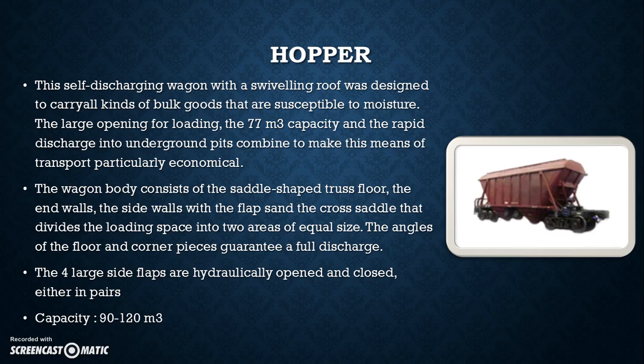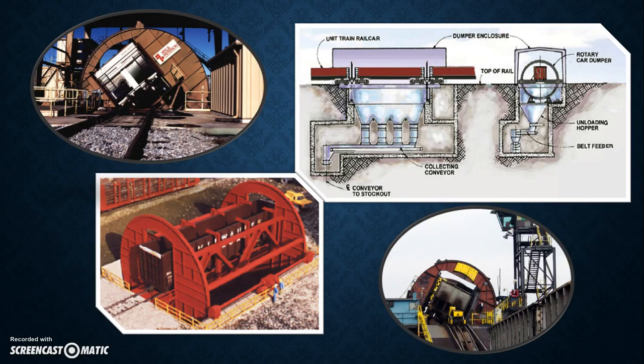Covered hopper cars are used for bulk cargo such as grain, sugar, and fertilizer that must be protected from exposure to weather. Open hopper cars are used for commodities such as coal, which can suffer exposure with less detrimental effect, and its capacity is between 90 to 120 tons. The 4 large side flaps are hydraulically opened and closed. And these types of cars can be unloaded automatically by rotary car dumper, as you can see in the pictures.